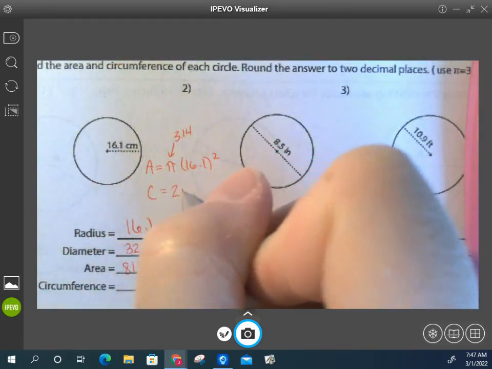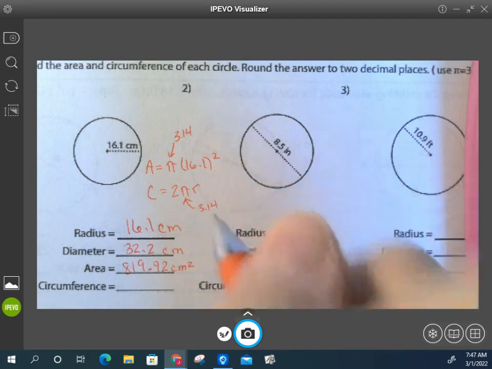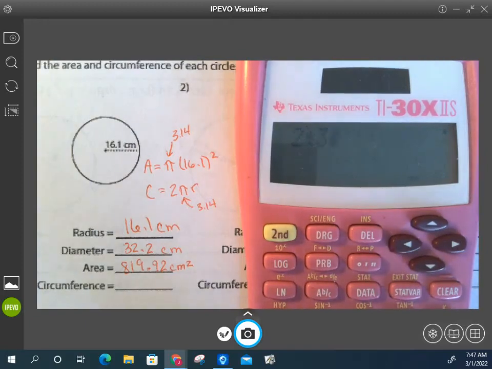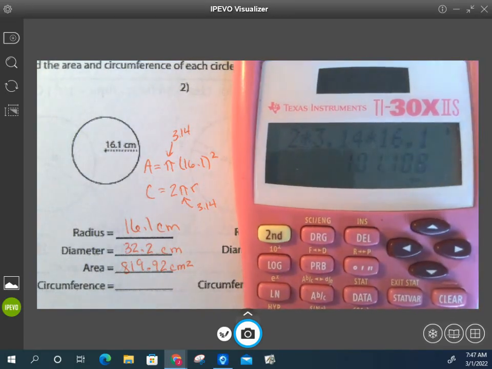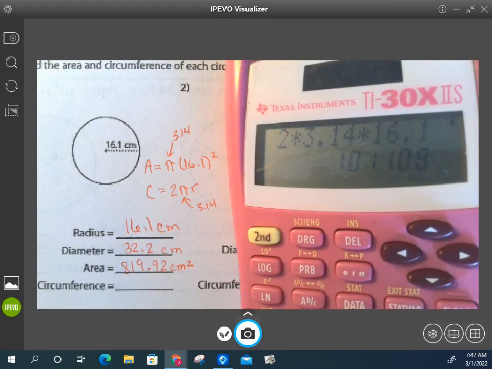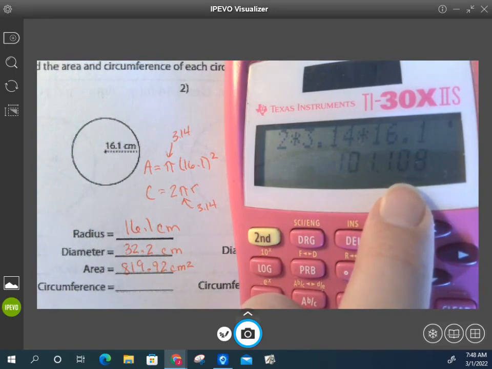All right, what's the formula for circumference? It is 2 pi r. Again, we're not using pi, we're using 3.14. I prefer to use the pi key. So 2 times 3.14 times 16.1. And I get 101.1, what? What should we round that to? 101.12. 101.1, and then the 0 would round up to 1.